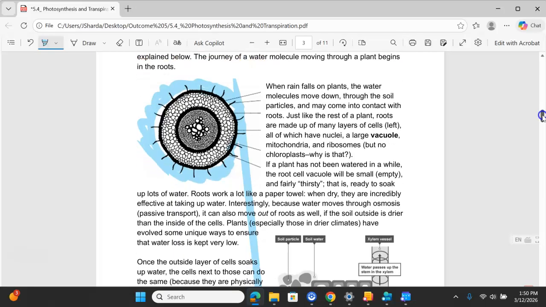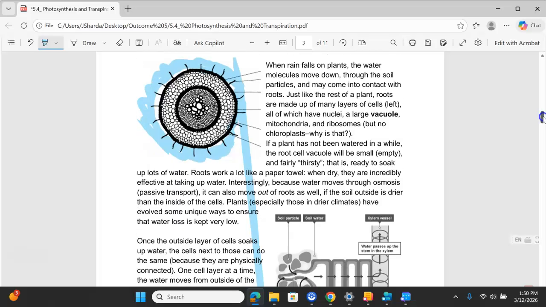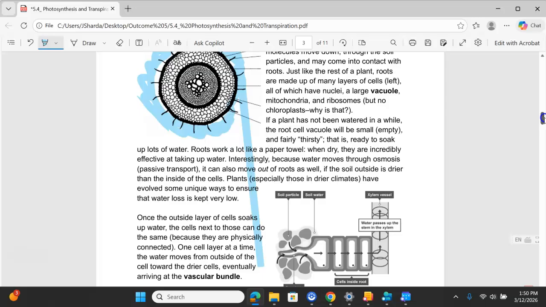Interestingly, because water moves through osmosis, passive transport, it can also move out of roots as well if the soil outside is drier than the inside of the cells. Okay, it's all about where there's more water. The water is going to move towards the drier side. Plants, especially those in drier climates, think about a desert plant, have evolved some unique ways to ensure that water loss is kept very low.